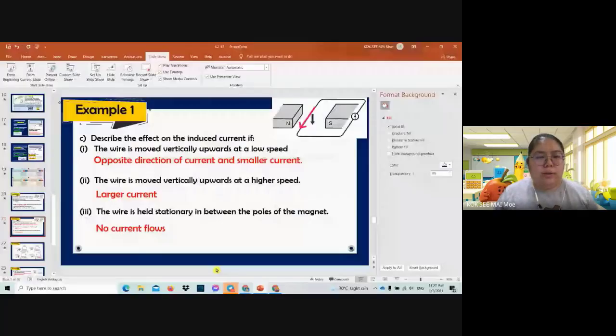Okay, go to show. So from here, the third one, no current flows, because you are stationary, you never cut the magnetic field.